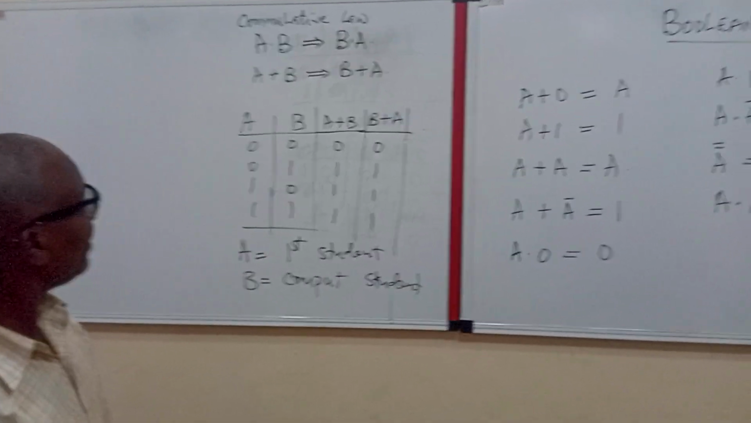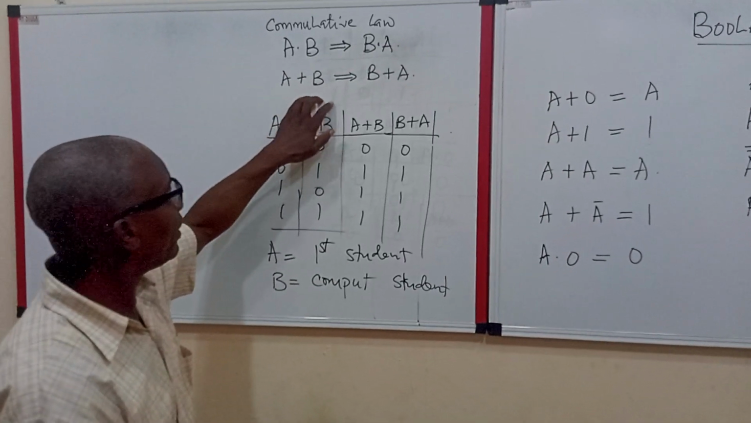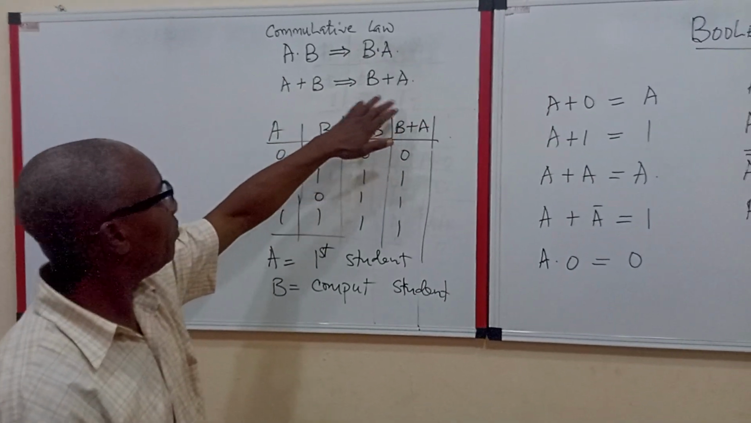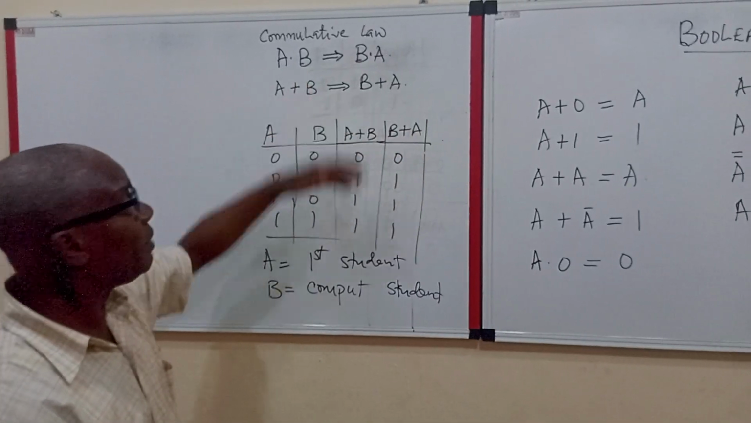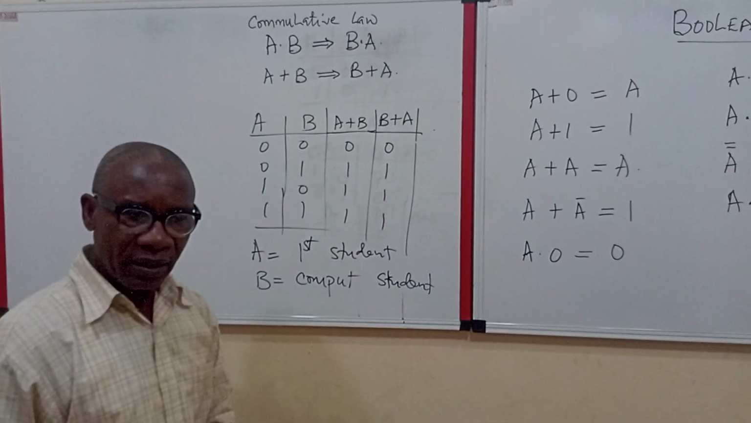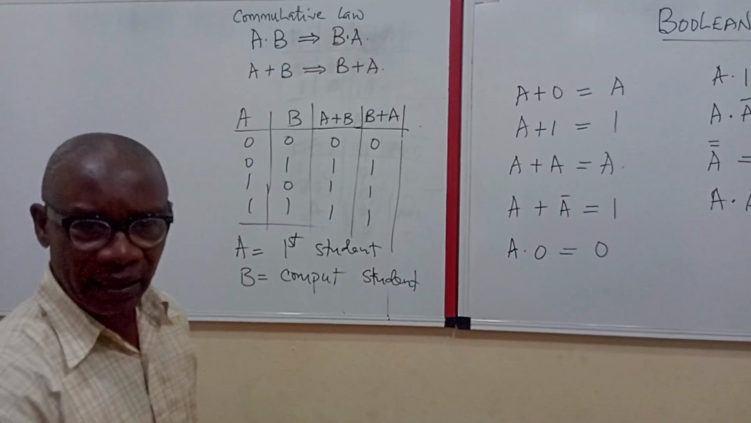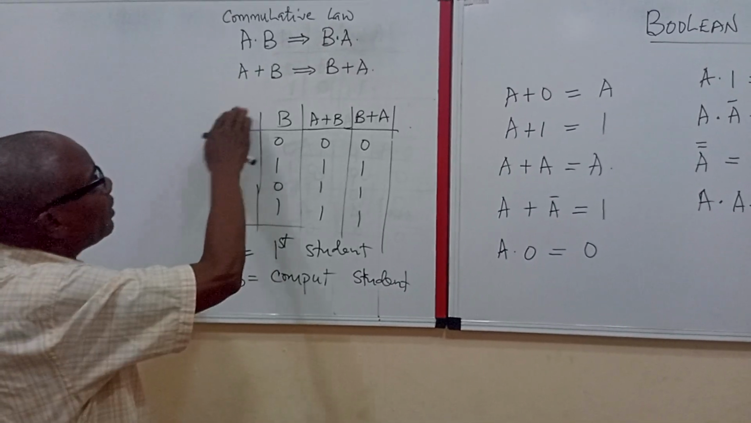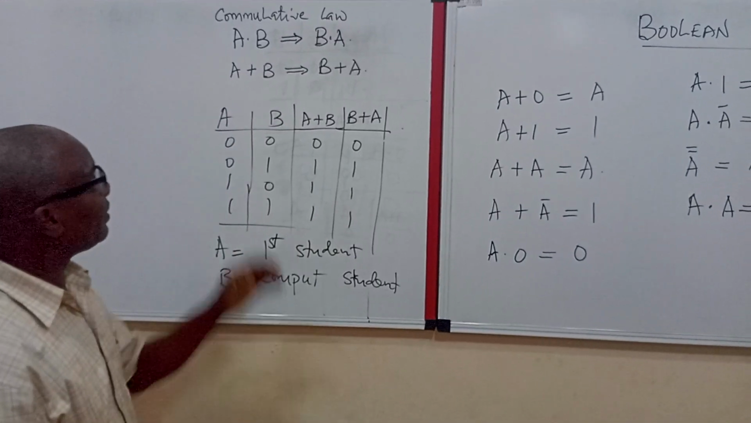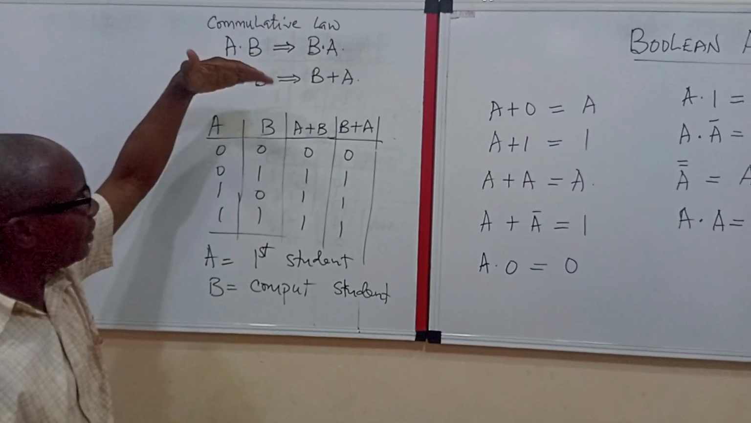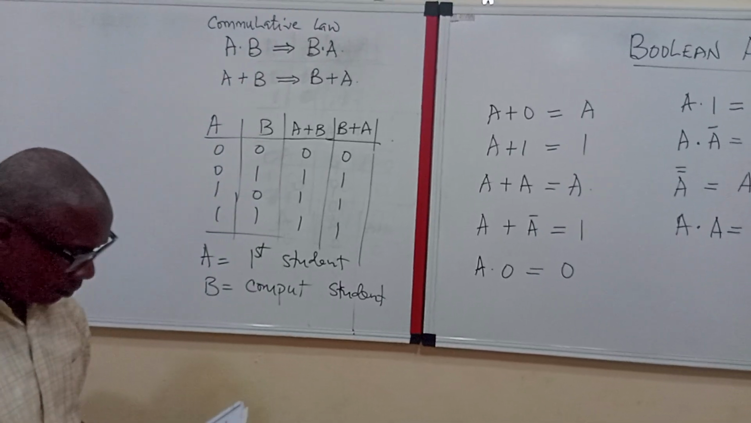Now let us look at the case of A or B, or B or A. The same thing applies. In some cases in your programming, you have to move from left to right or from right to left, whichever works better for you. That is the reason for using this Boolean algebra.